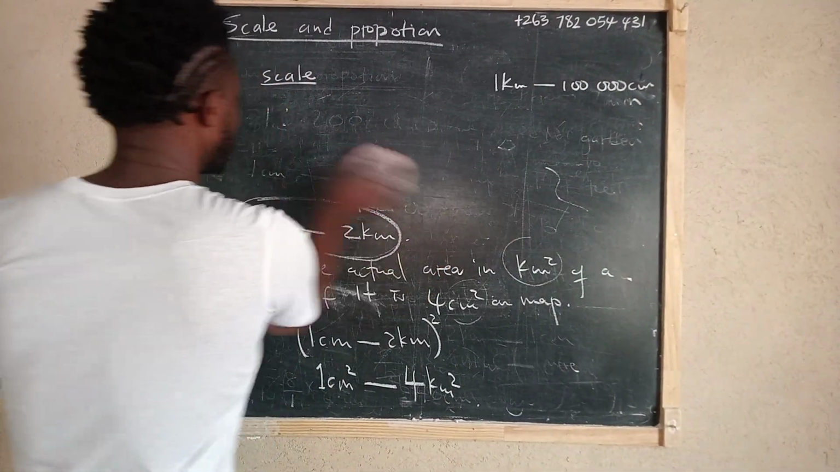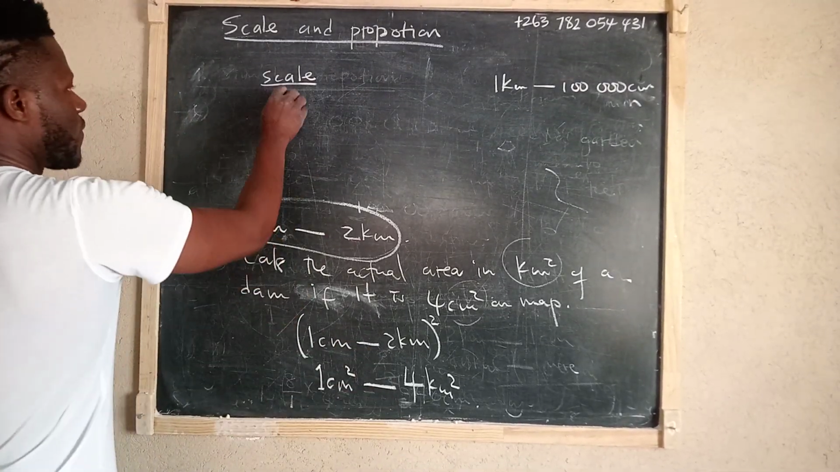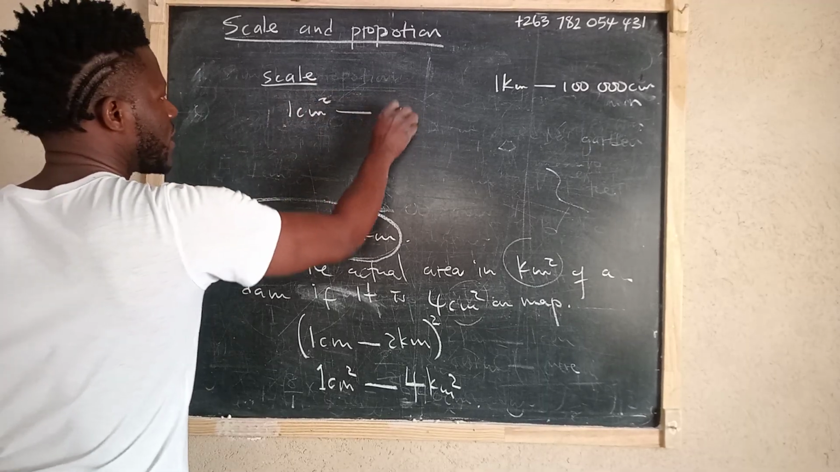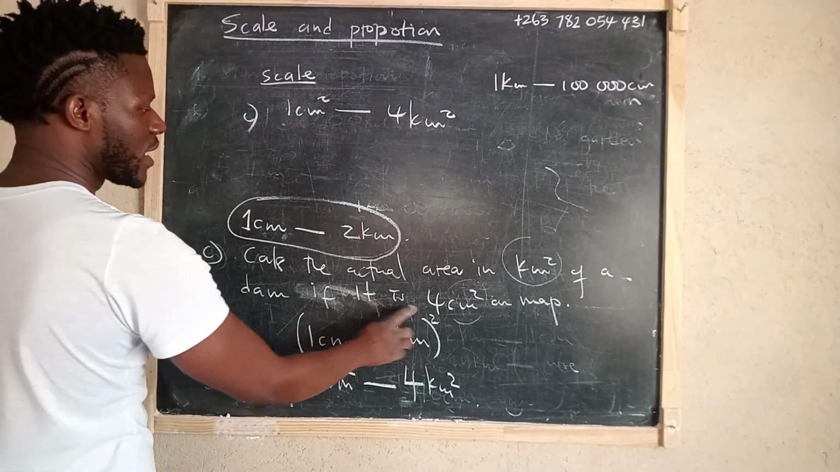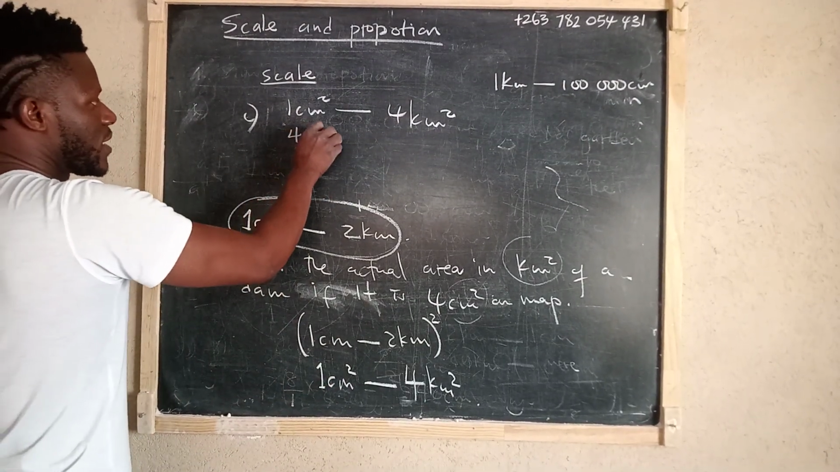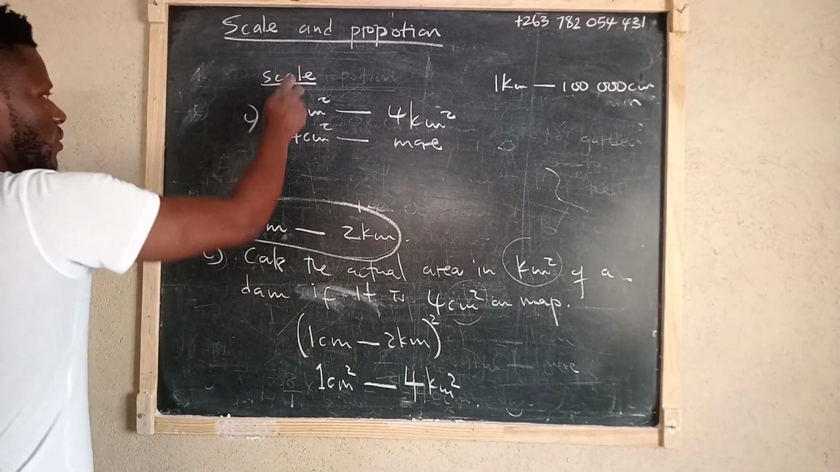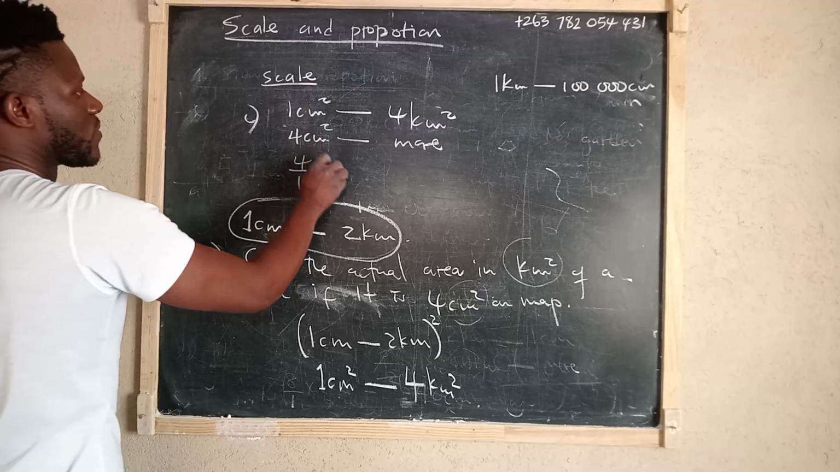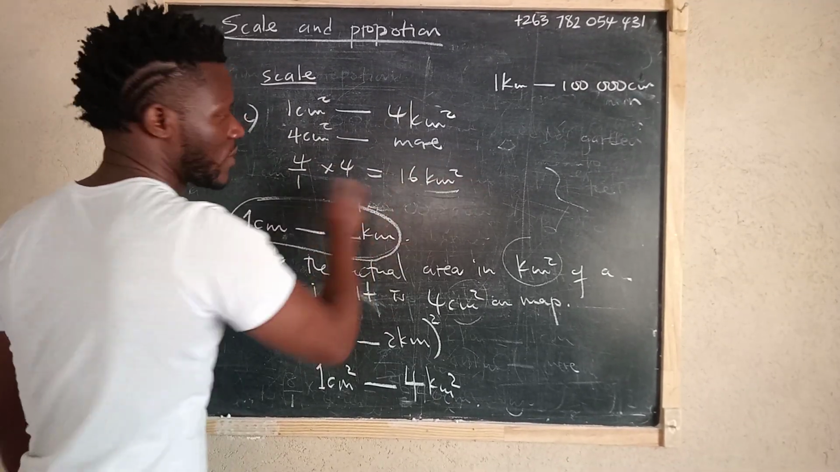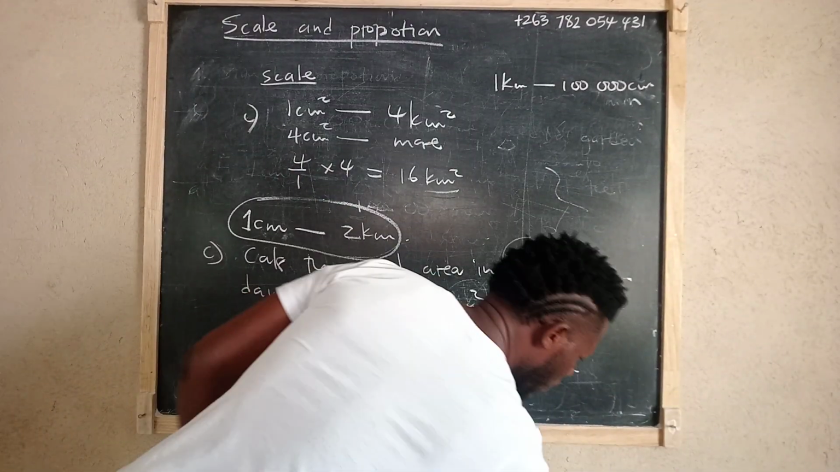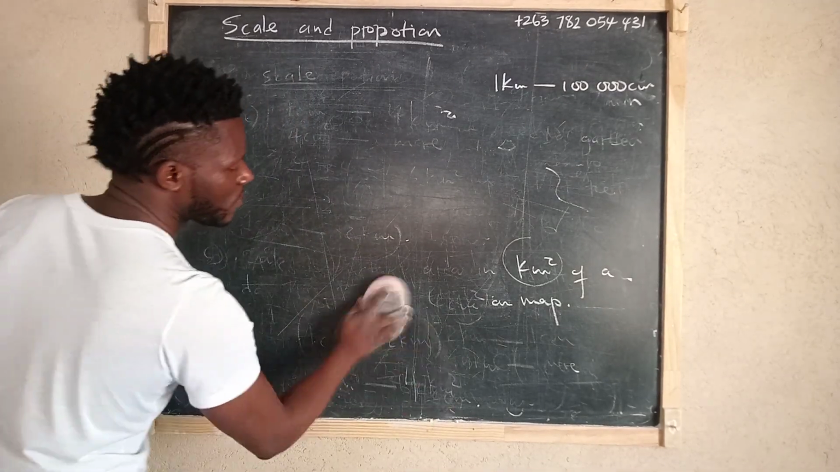Then let's handle the question. The question is saying if 1 square centimeter is representing 4 square kilometers, then how about a dam which is 4 square centimeters on the map? On the ground, it will be more than 4 square kilometers. So the bigger number here, 4 over 1 times 4, and you get 16 square kilometers. That's how you handle scale problems. So quickly, let me show just one more example.